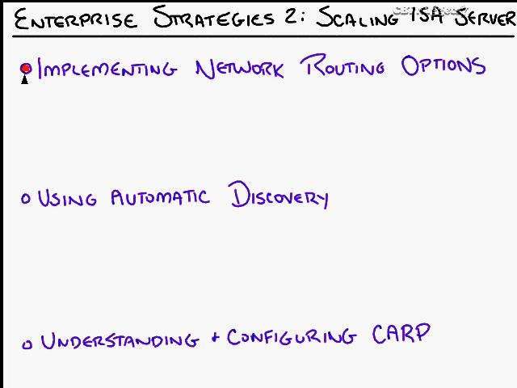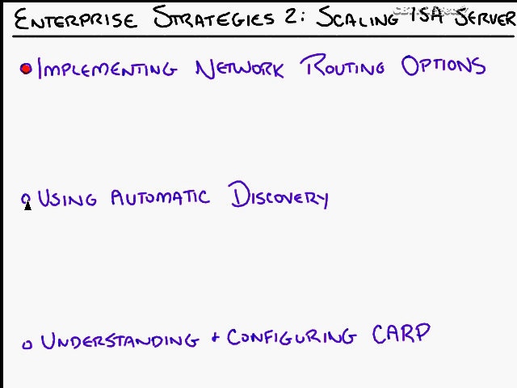Overall, with what we know so far, we have a primary connection to the internet. And if that connection goes down, we're out of luck. We don't really have any backup plan. So we'll discuss network routing, how we can configure it, how it relates to the ISO server, and some of the strategies you can use.